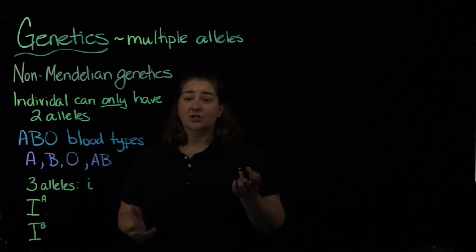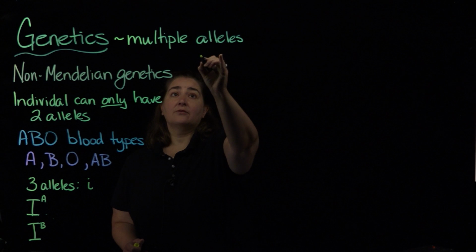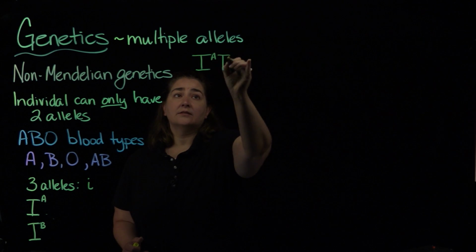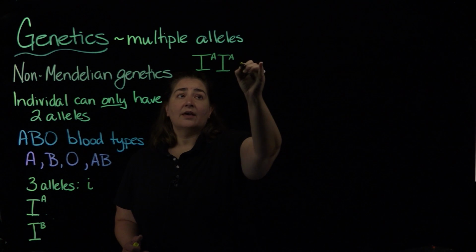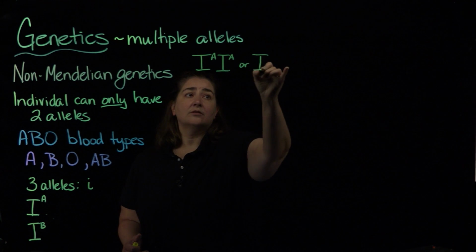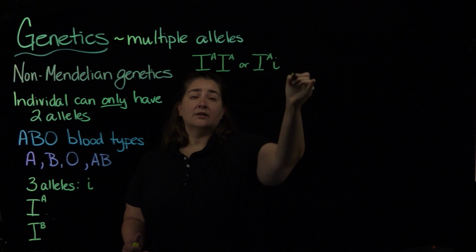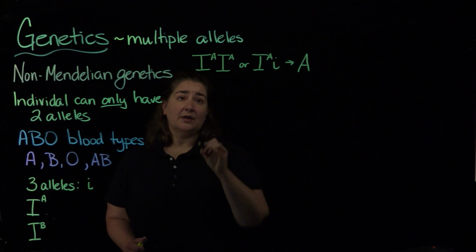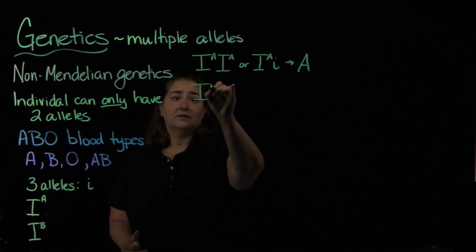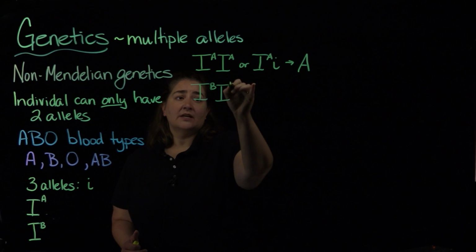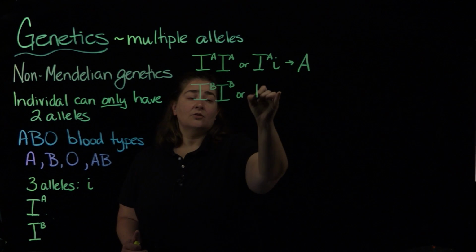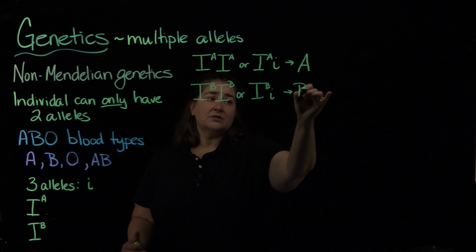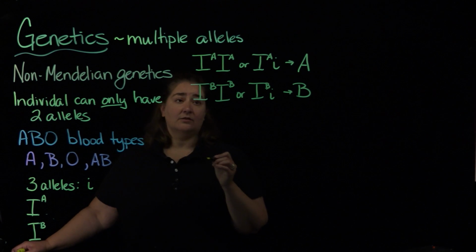So in terms of our genetic combinations that we can get out of this, we can have an individual who has two dominant alleles of A, or a dominant allele and a recessive allele. Those are going to be individuals with type A blood. If we're homozygous dominant for B or heterozygous for B, our blood type is going to be B, all right?